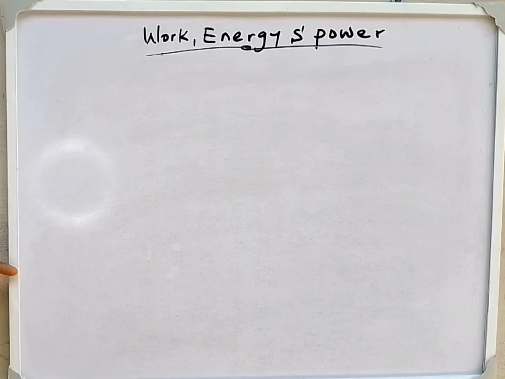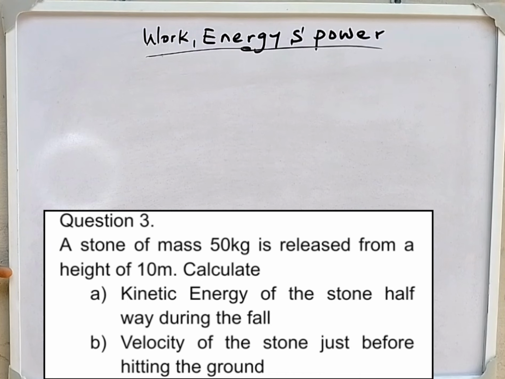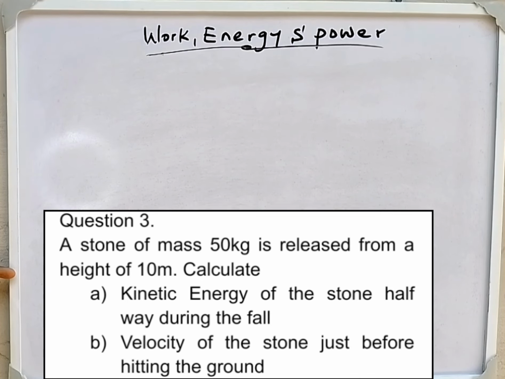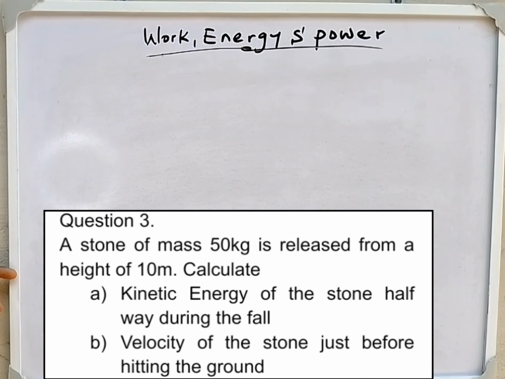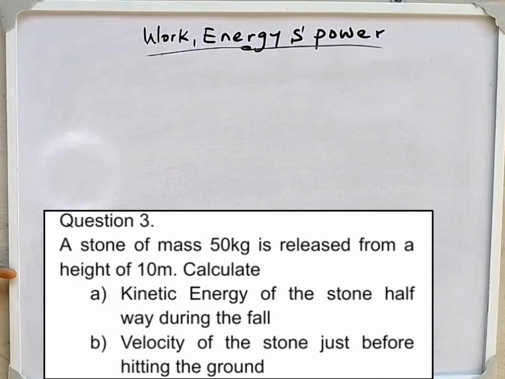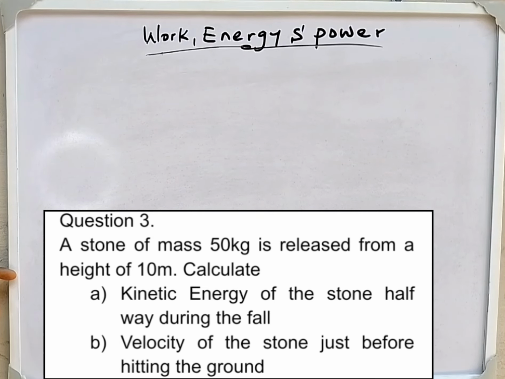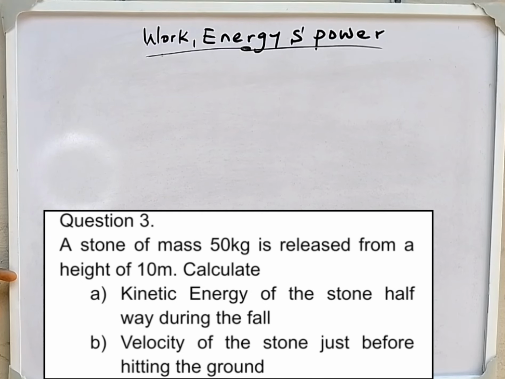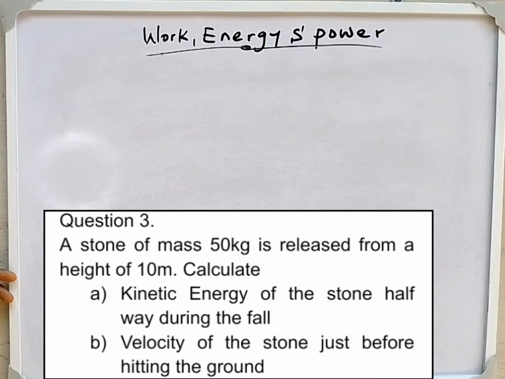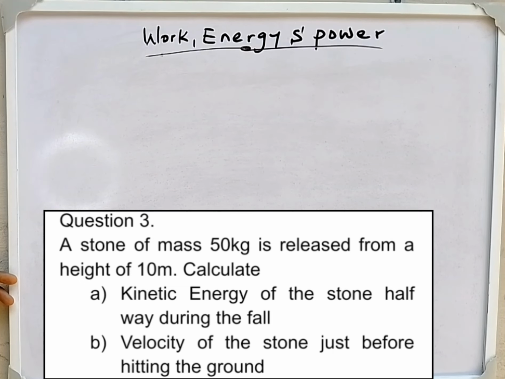So we'll go over to question number 3. Question 3 is displayed on the screen. So let's read it. A stone of mass 50 kg is released from a height of 10 meters. Calculate A, the kinetic energy of the stone halfway during the fall. B, velocity of the stone just before hitting the ground.